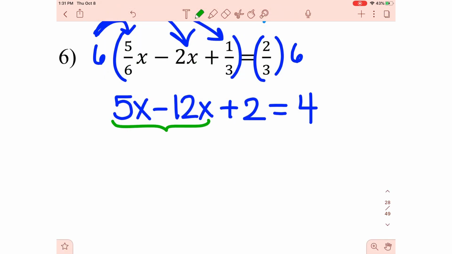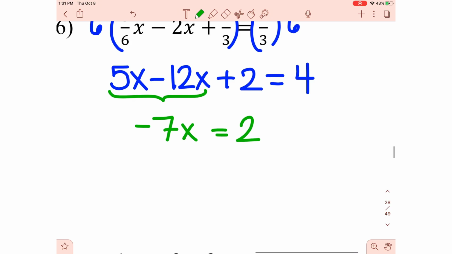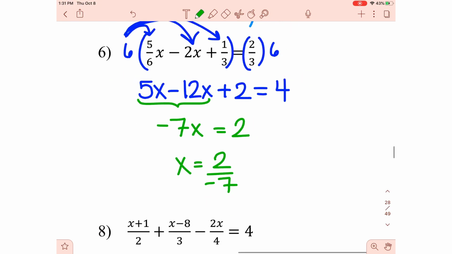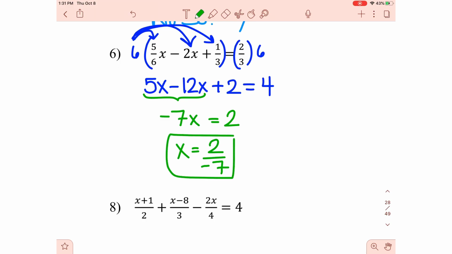All right, so combining like terms, I get a negative 7x equals, I'm going to subtract over the 2, so equals 2, and divide over the negative 7. It's okay to get a fraction answer. It doesn't mean you did it wrong.